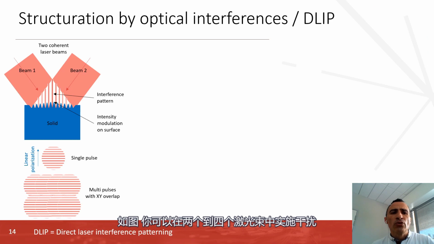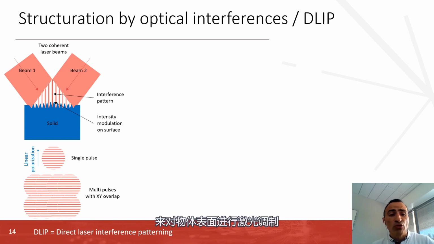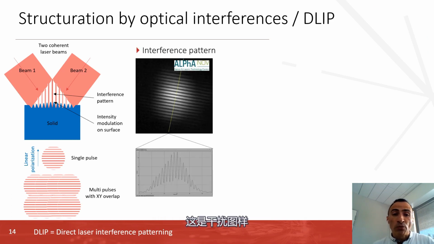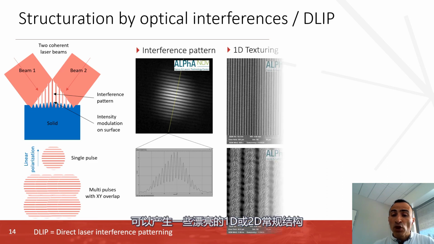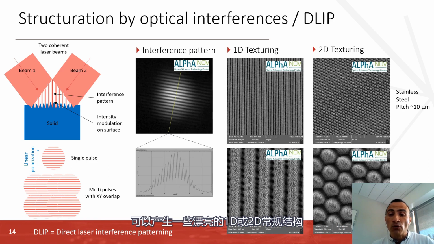Now you can use interference between 2, 3, or 4 laser beams in order to produce laser modulation of the surface. This is, for instance, the interference pattern. And now if you scan this interference pattern on the surface, you will produce a very nice and regular structuration, 1D or 2D, depending on the process. This is an example that we can obtain, and the pitch is about 10 microns. It is possible to go down.